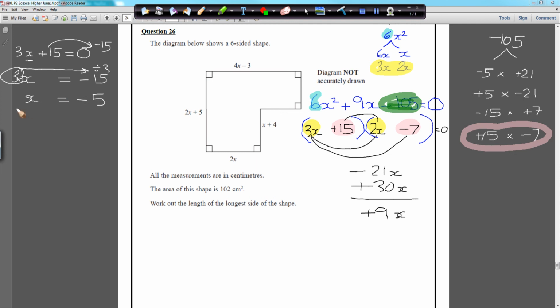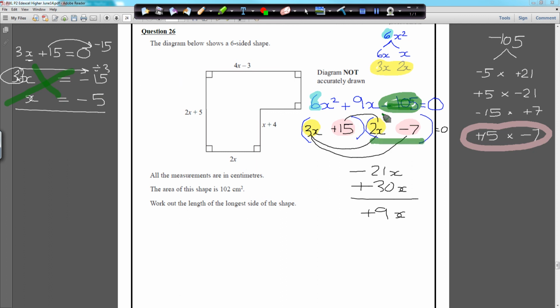Now straight away, even though this is mathematically correct, we can't have a negative length. So for the moment, we are going to ignore this as an answer. It's mathematically correct, but for the context of our question to do with lengths, we can't have a negative length value. So let's move on to the next possibility, which is here.